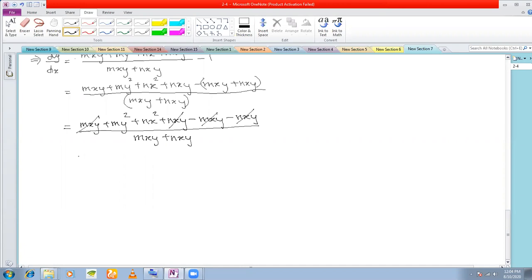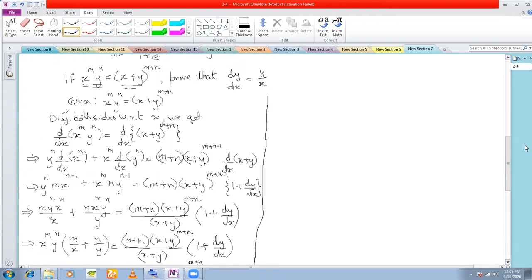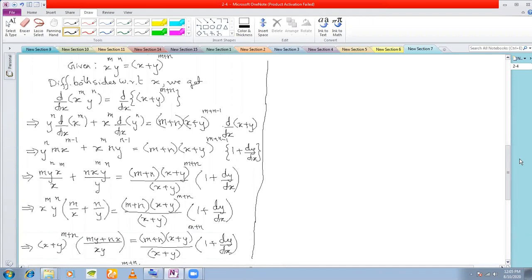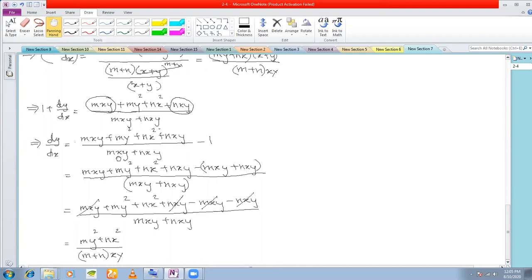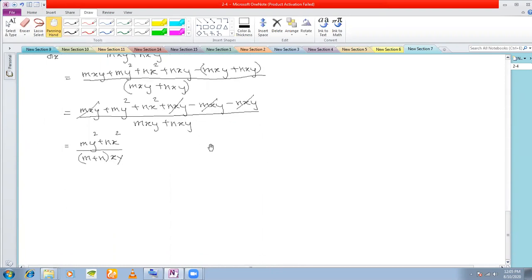Okay, so what you get ultimately here is my square plus nx square divided by (m plus n), again taking common xy. And what you have to prove here, you have to prove dy/dx is equal to y by x. Okay. dy/dx is equal to y by x.